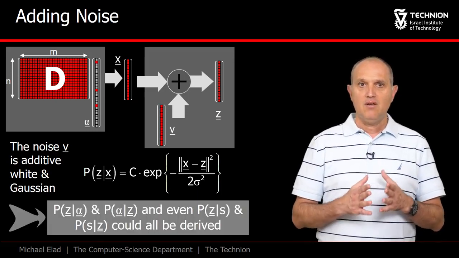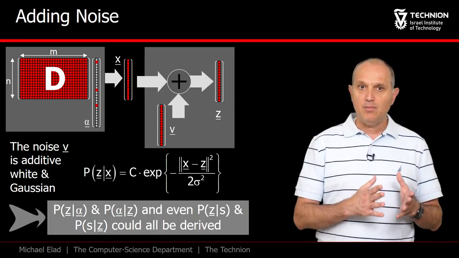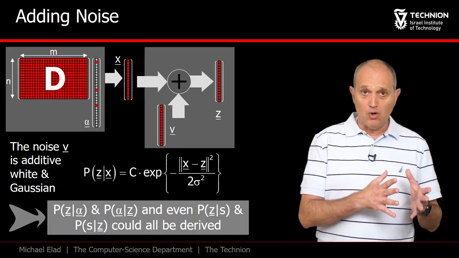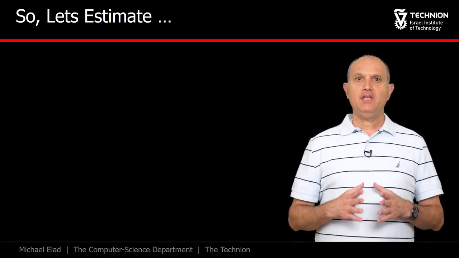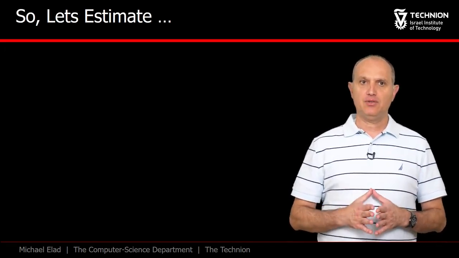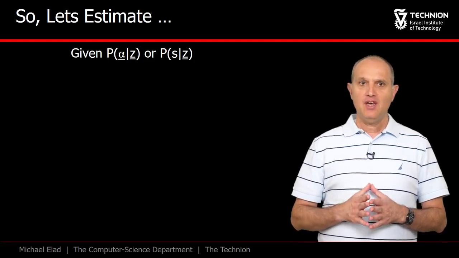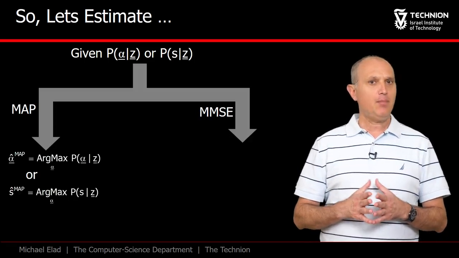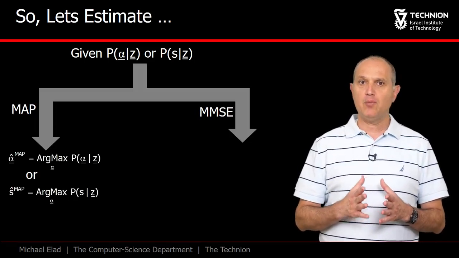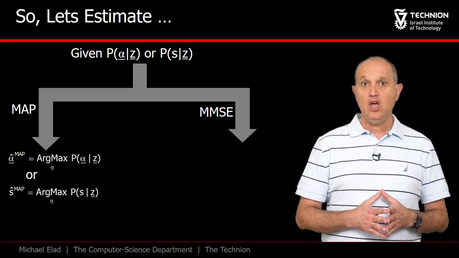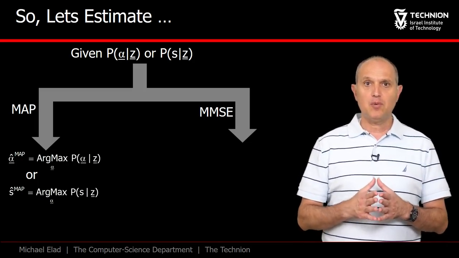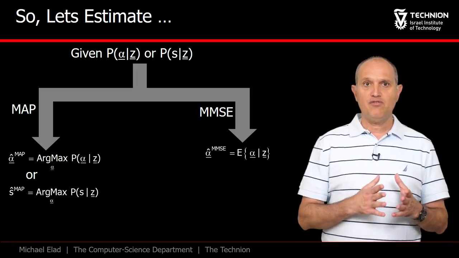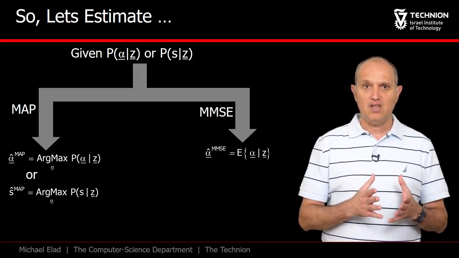This implies that various conditional probabilities are now available to us. These include p of alpha given z, or p of s, the support, given z. We are now ready to bring in statistical estimators. We have these two posteriors and thus we could do things such as applying MAP or MMSE. In applying MAP, we could search for the most probable alpha given the noisy signal z, or better yet, search for the most probable support s to explain this data. In the MMSE case, we could evaluate the conditional mean of alpha given z.